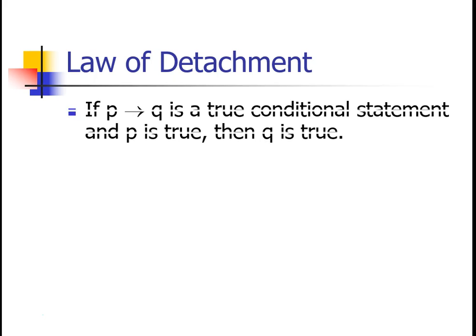The first is the law of detachment. You remember a conditional statement written in the language of logic that says if P then Q. So if the conditional statement if P then Q is a true conditional statement and P is true, then we're guaranteed by the law of detachment that Q is true. The conclusion will be true if the hypothesis is true.